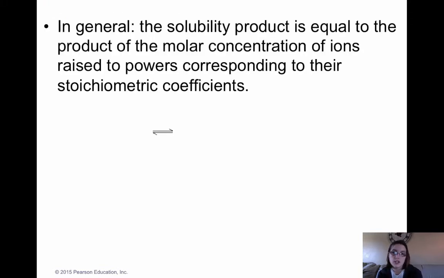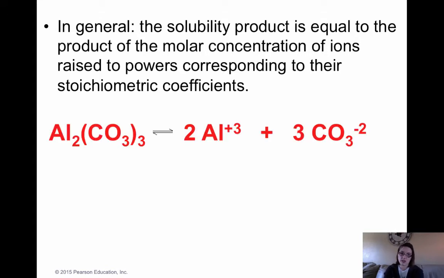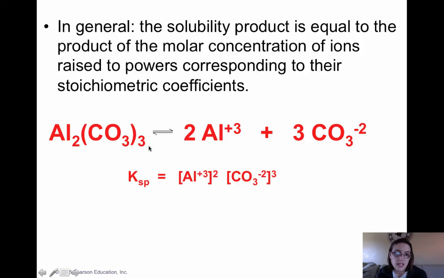In general, the solubility product is equal to the product of the concentrations of the ions raised to their coefficients. Here we have aluminum carbonate. This is a solid. Ions are always aqueous, so this is aqueous, this is aqueous. Our Ksp only shows gases or aqueous solutions. So we have the aluminum ion to the second power, the carbonate ion to the third power because of its coefficients. It's going to be really important that when you write out the equilibrium, you make sure you've actually balanced the reaction.